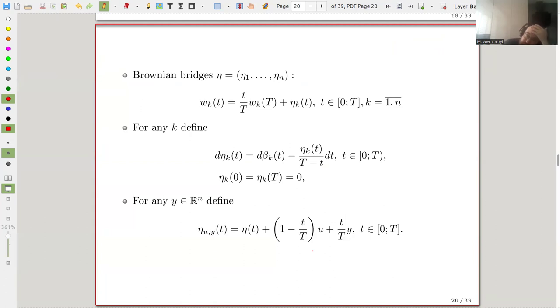Now we need to introduce Brownian bridges. A Brownian bridge is obtained if we have a Brownian process W_k(t) and correct it by subtracting some terms that depend on the terminal value, in the sense that every Brownian bridge is a Gaussian process that starts from zero and hits zero. It has some nice properties. In particular, it satisfies its own well-defined stochastic differential equation. And we could also consider Brownian bridges with starting point u and terminal point y by simply adding these two linear terms.